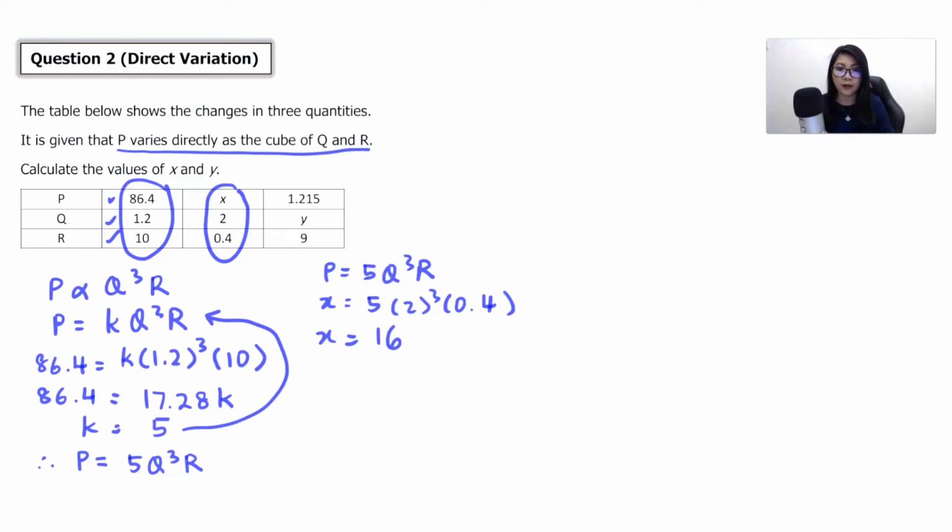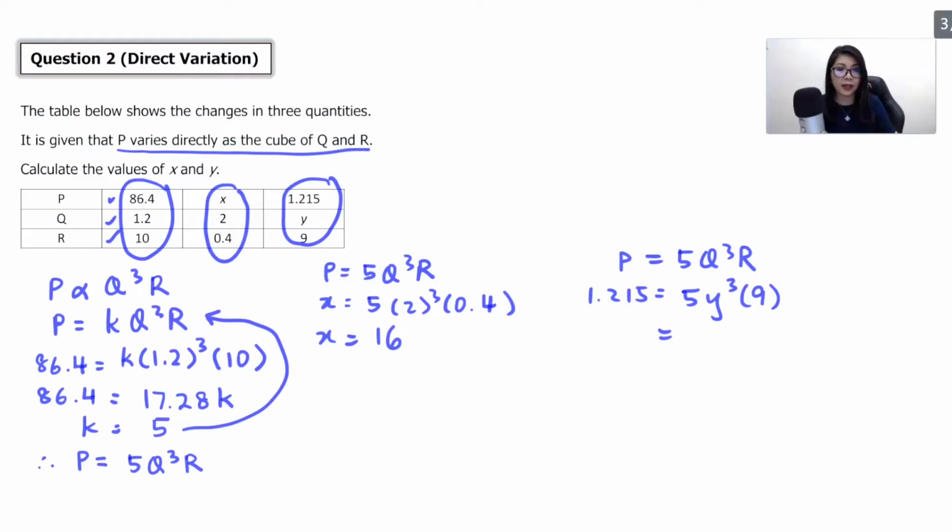Now we're going to find the Y value. I'm going to write back the same equation, and then I'm going to substitute the values. So P is 1.215 equals to 5, Q is Y, so Y cubed, and then R is 9. Let's calculate this. So on the right hand side is 45Y cubed, and on the left hand side, you just bring it down. 1.215 divided by 45, so we get a fraction, which is 27 over 1000. After that, to find Y, we're going to cube root 27 over 1000. So we get 3 over 10, which is equals to 0.3. So that will be the answer.